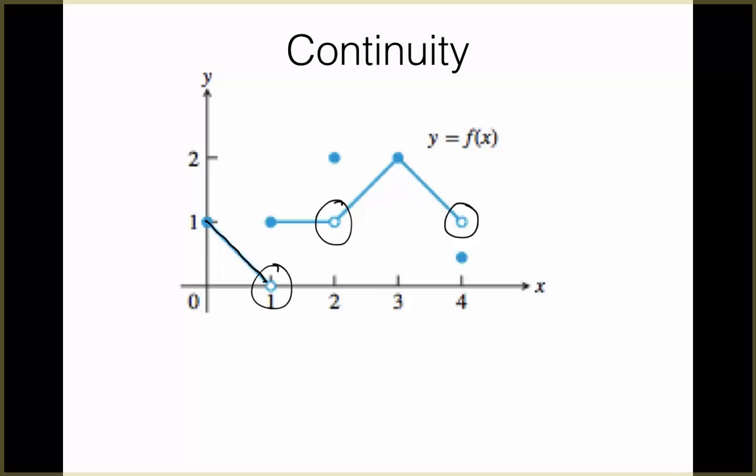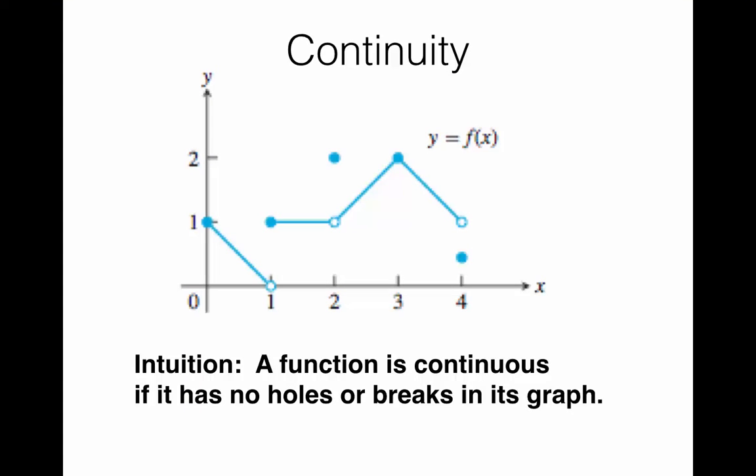One way to think of it is if you can draw the graph of a function without picking up your pencil, then the function is continuous. So this is how you should think about continuity. A function is continuous if it has no holes or breaks in its graph. Let's be more precise when we talk about continuity. We're going to define continuous at a point using limits.